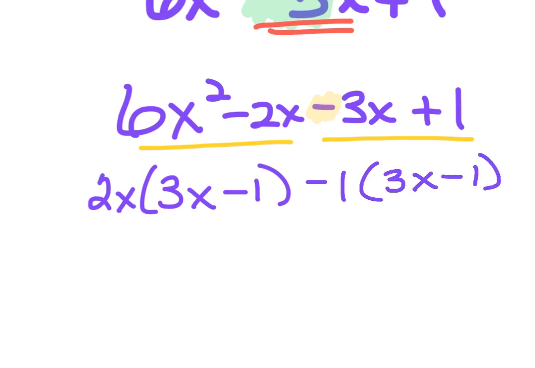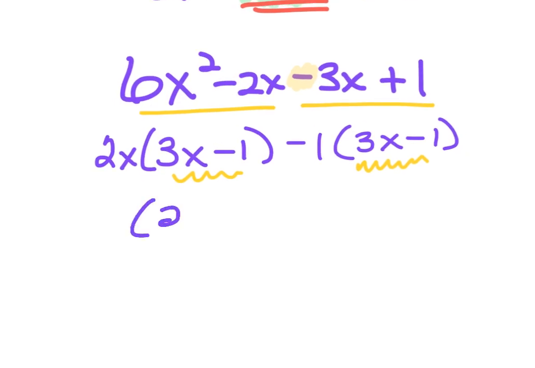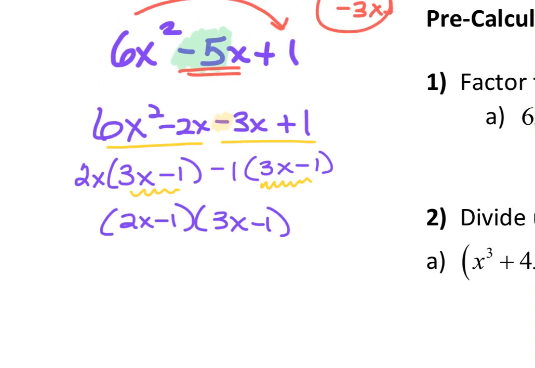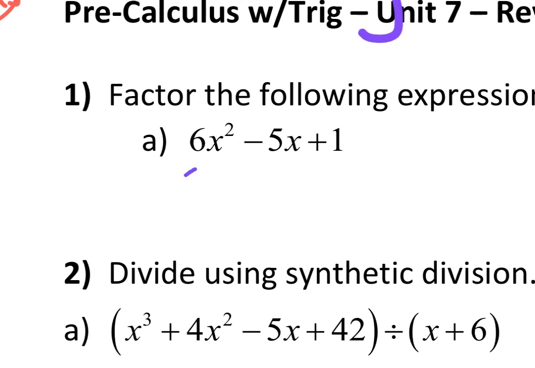And if you've done this correctly, what you have in parentheses should be exactly the same for both of them. And so now my answer is going to be 2x minus 1 times 3x minus 1. So 2x minus 1 times 3x minus 1.